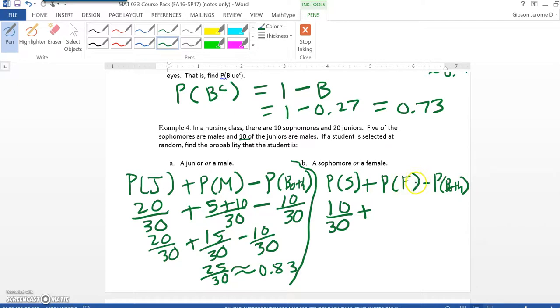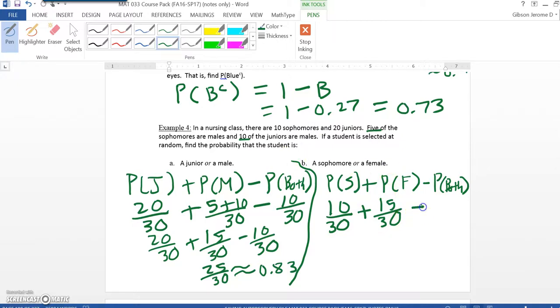The probability of them being female, it tells us in the directions here that it's 15 females. And it's 15 out of 30. Okay, now, just to clarify this, if you look back up here, it's 5 males that are sophomore and 10 males that are juniors. So that's a total of 15 males. So the only thing that's left is female, which would be the other 15 of the 30.